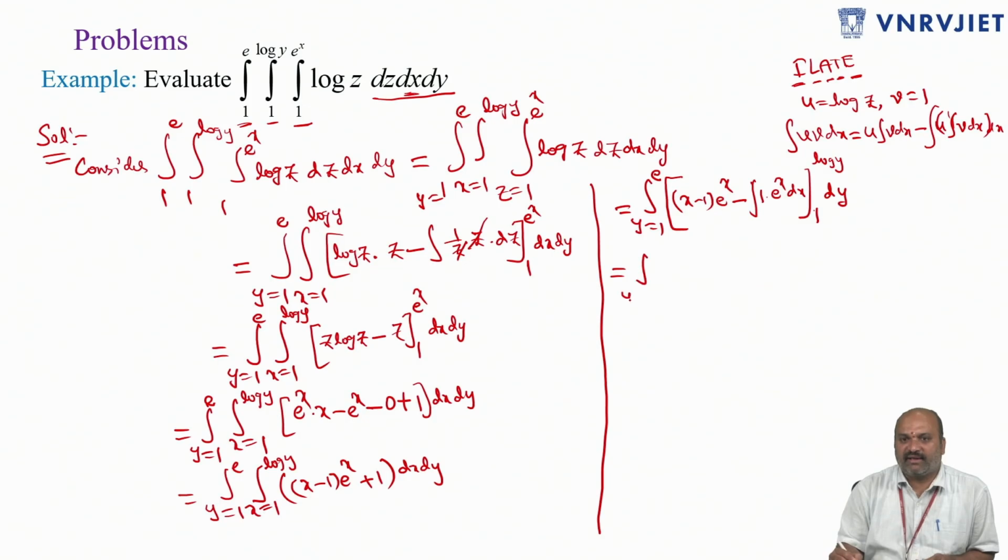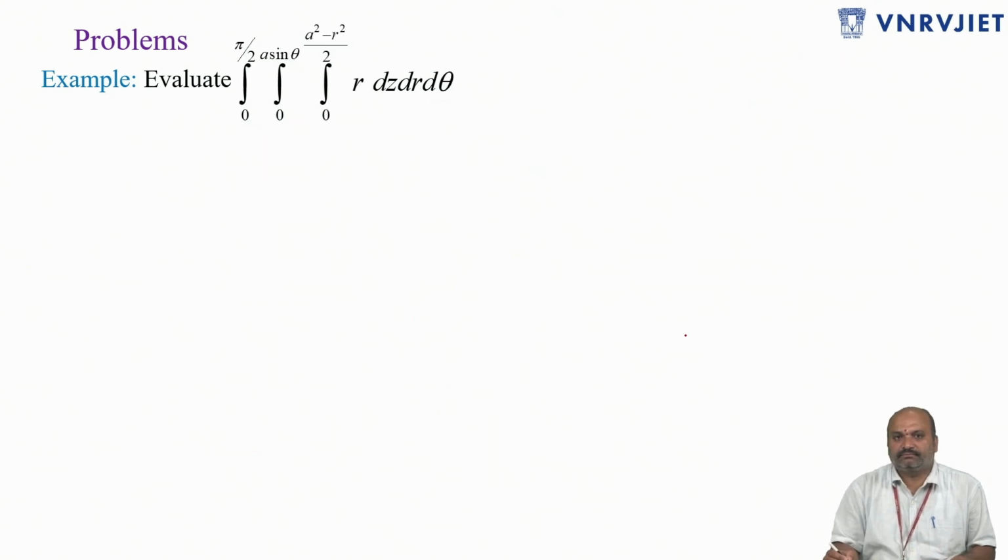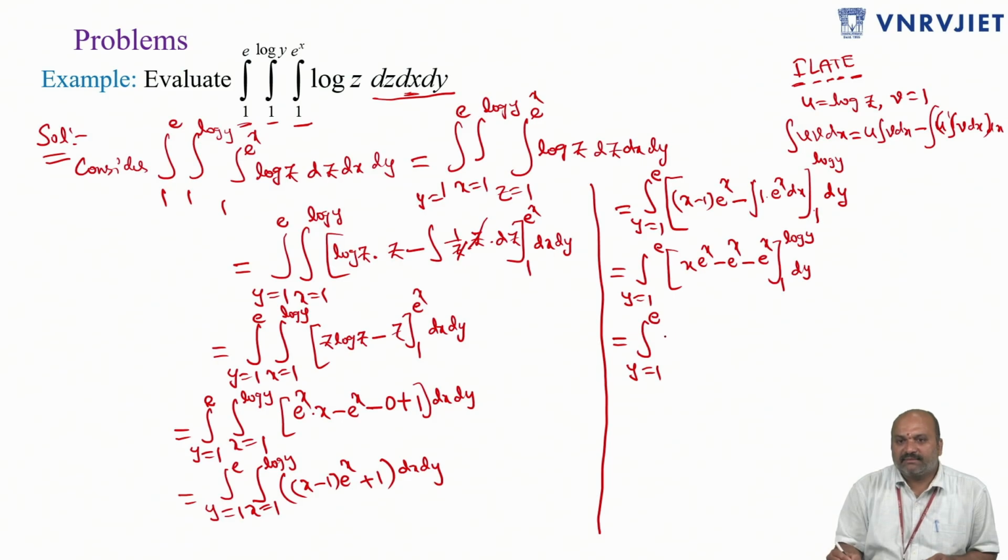So therefore integral y varies from 1 to e. Let's simplify this. It is x e power x minus e power x minus e power x integral is again e power x, okay, into log y, 1 dy. That is equal to integral y varies from 1 to e, it is x e power x minus 2 e power x. Let's substitute the limits. Upper limit is log y, lower limit is 1, into dy.